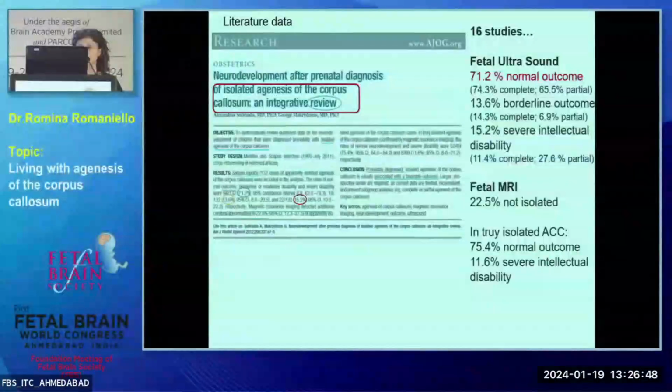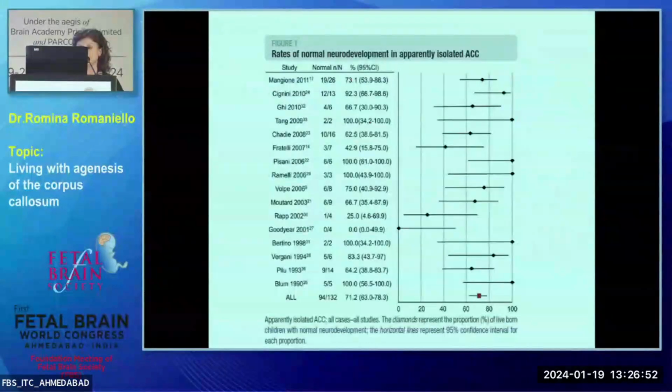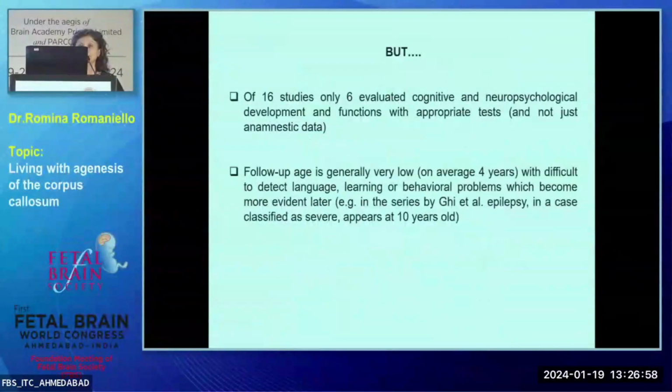75.4% had a normal outcome, and 11.6% had severe intellectual disabilities. This is the table that documented all this. But of these 16 studies, only 6 evaluated cognitive and neuropsychological development and function with appropriate tests and not just anamnestic data. And follow-up age is generally very low, on average 4 years, making language, learning, or behavioral problems difficult to detect, as they become more evident later.